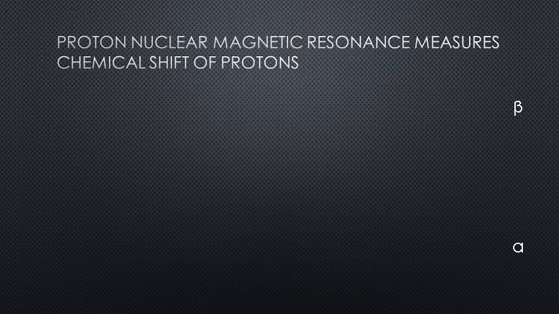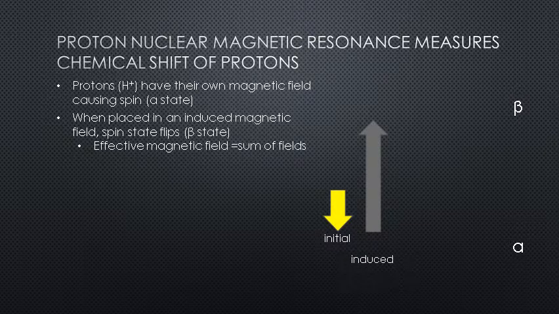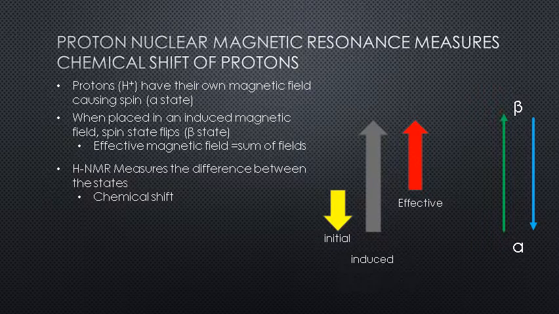So, first thing you need to know is that nuclear magnetic resonance measures the chemical shift of protons in proton NMR. What that means is that protons have their own magnetic field, which causes them to spin. This is known as their alpha state. When you place these in an induced magnetic field, that can cause their spin state to flip into their beta state. Now, when you add those fields together, you get what's called the effective magnetic field, and that is what's going to raise you from your alpha state to your beta state. And then what proton NMR actually measures is the difference between the states, also known as the chemical shift.